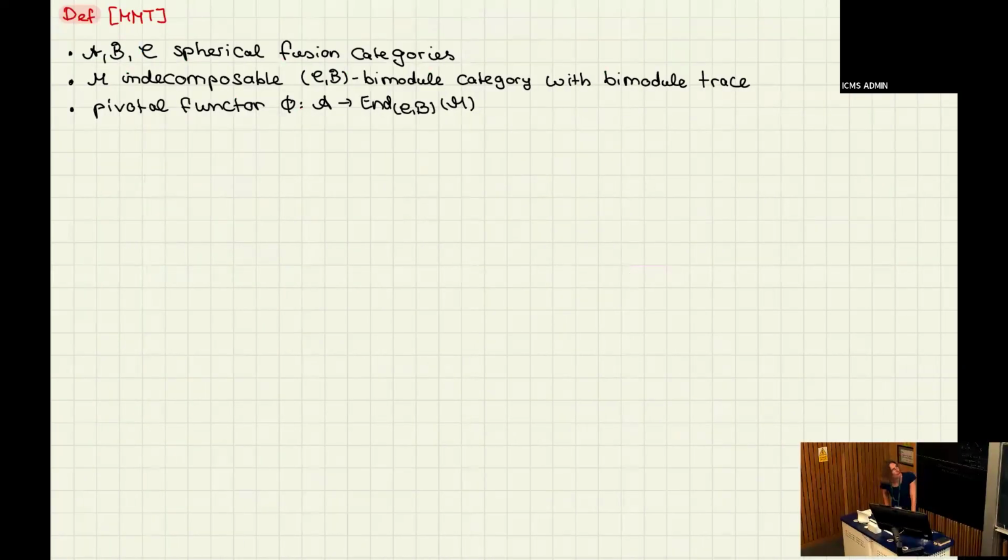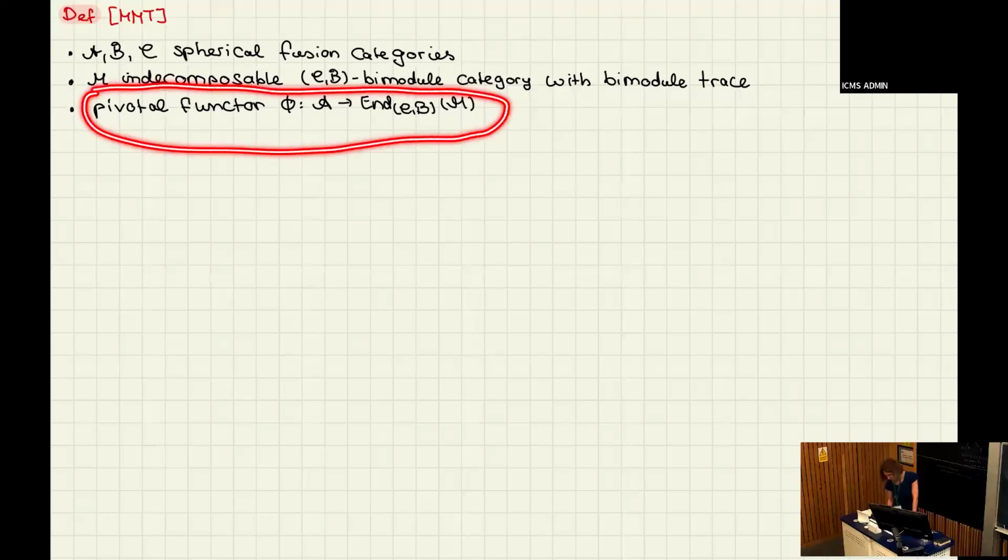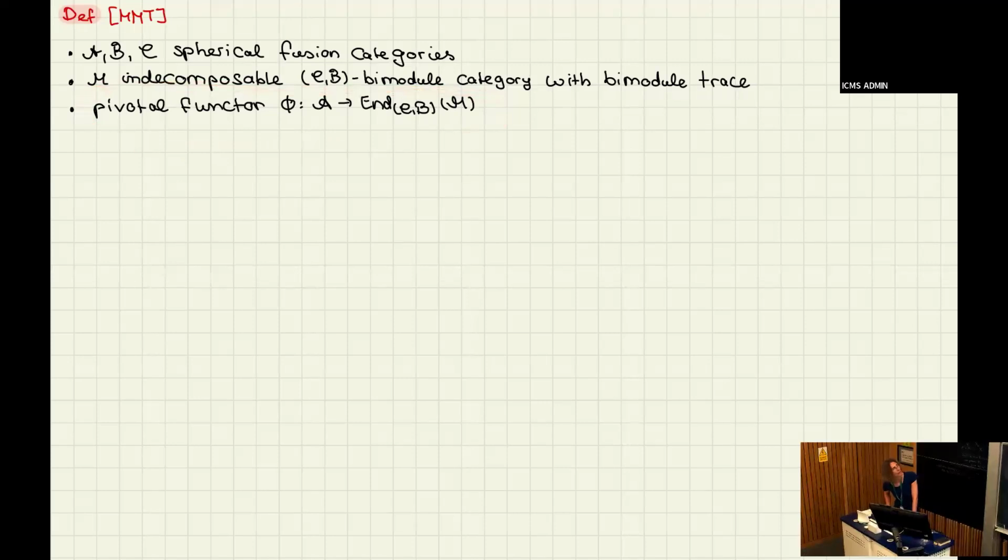And we use this freedom partially. Today we have three spherical fusion categories A, B, and C. We say that M is an indecomposable bimodule category for the second two fusion categories with the bimodule trace, and that we have a pivotal functor that goes from the first spherical fusion category to the category of bimodule endofunctors and endonatural transformations. So pivotal means it respects the units. Okay. It respects the pivotal structure, and that implies that it respects the traces. Okay, so this is what we need.